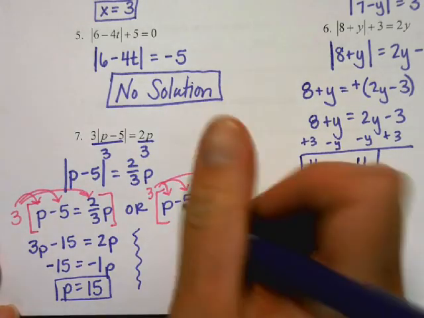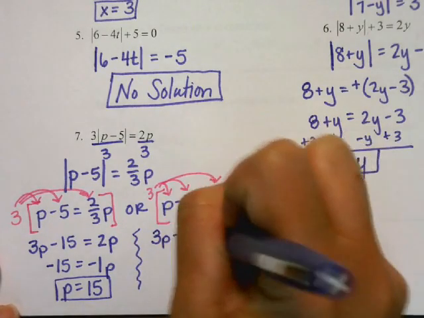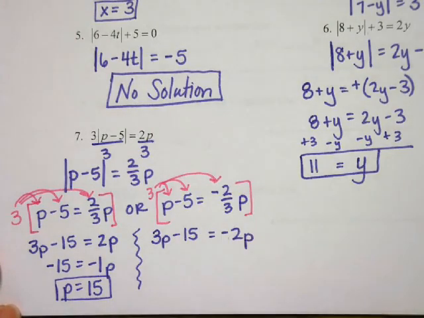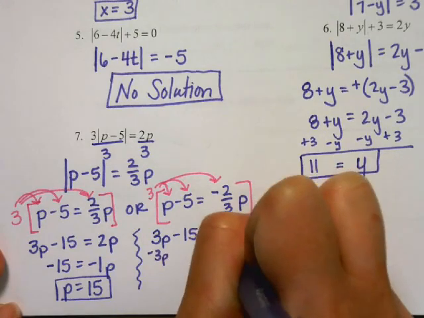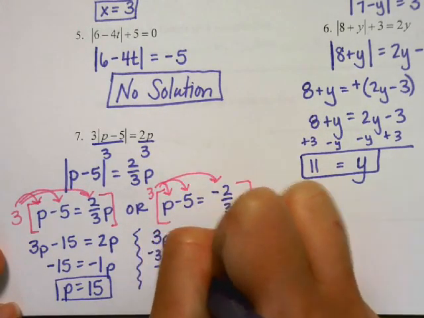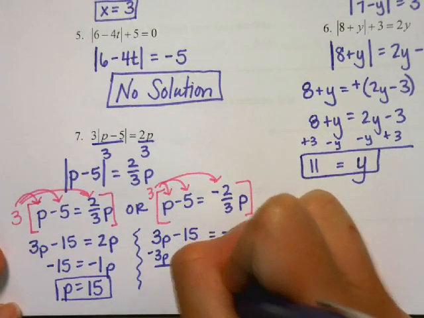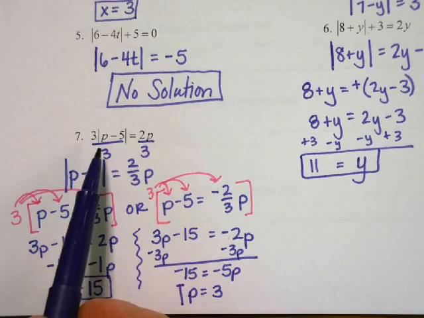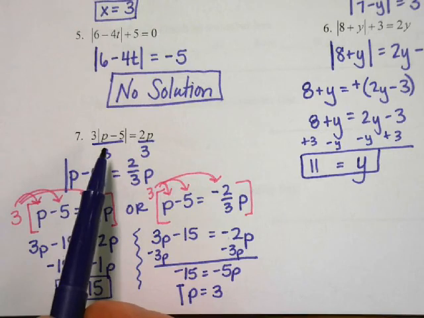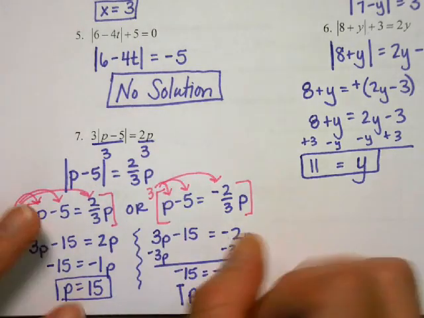Okay, let's do this guy. Distribute my 3. So I have 3p minus 15 is equal to a negative 2p. Subtract 3p. So negative 15 is negative 5p. So p is 3. Oh, I didn't check it. Let's check it. 3 minus 5 is negative 2. Absolute value of negative 2 is positive 2 times 3, 6. 2 times 3 on the right hand side is also 6.